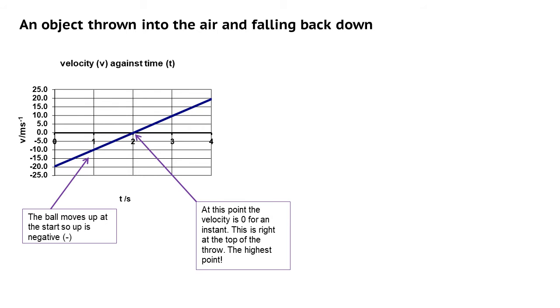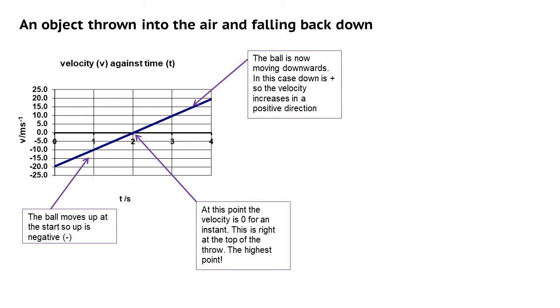At this point here, at 2 seconds, the velocity is 0. For an instant, it's 0. And this is right at the top of the throw. There is still an acceleration, as I've mentioned in previous lessons, but because the acceleration doesn't actually change, it is constant here. But basically at the top of the throw, the velocity is 0. It's at its highest point. So it's not moving upwards, and it hasn't quite started moving downwards yet.